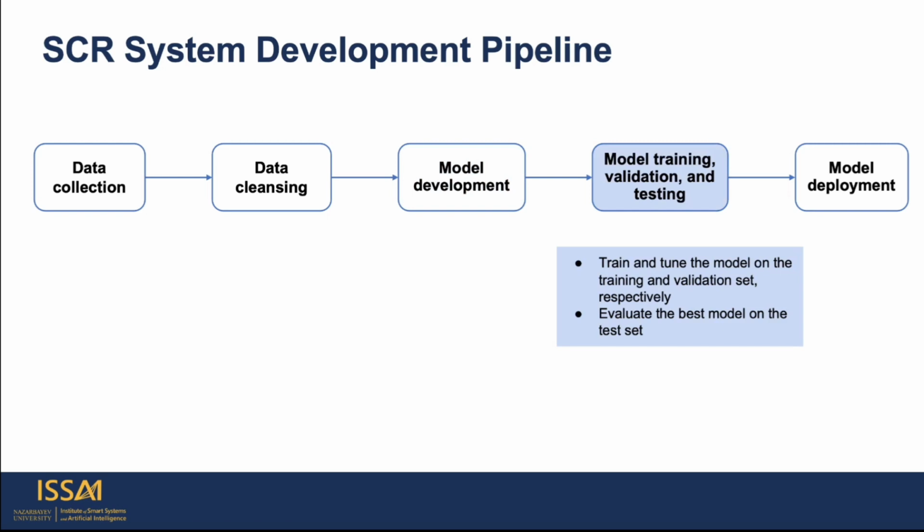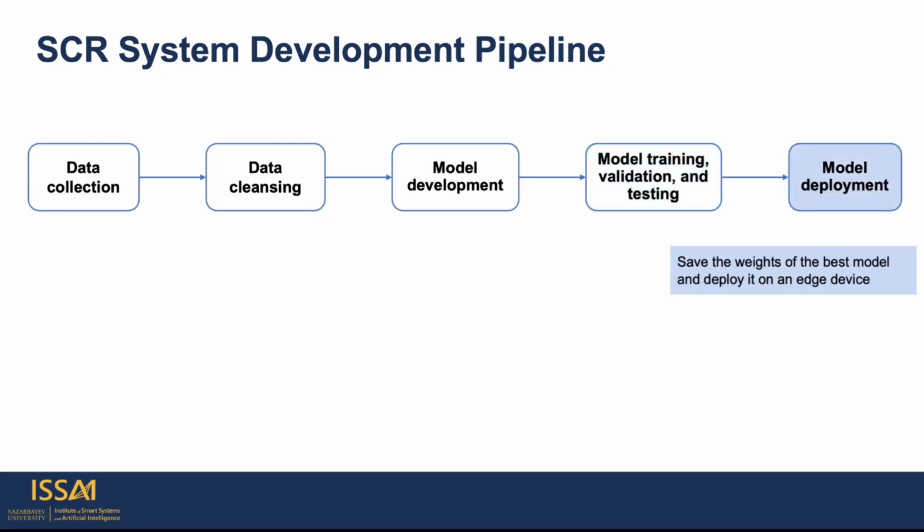After that we come to model training, validation, and testing. During model development, the model is trained and tuned on a training and validation set. Respectively, the best performing model is then evaluated on an independent test set to assess its performance on unseen data. And the last step is model deployment. After obtaining the best performing model, the weights of the model are saved and the model is deployed on an edge device such as a smartphone or IoT devices.